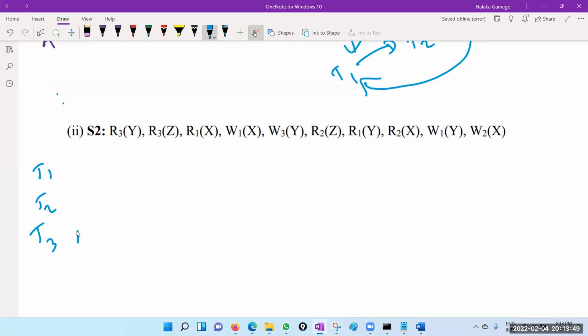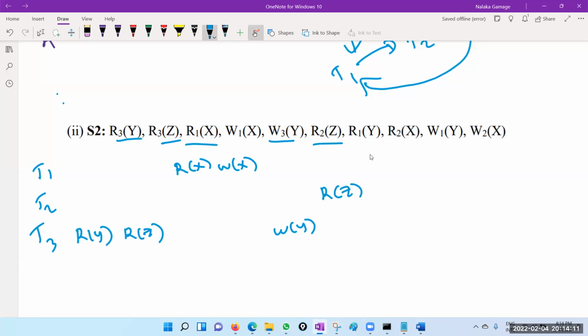Read 3Y, read 3Z, read 1X, write 1X, write 3Y, read 2Z, read 1Y, read 2X, write 1Y, write 2X. Now let's see.